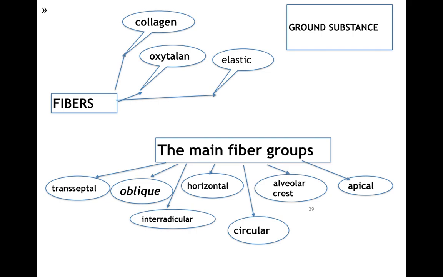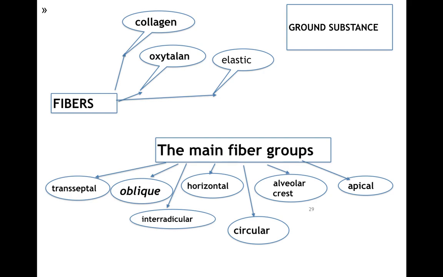About fibers, there are three types of fibers: collagen, oxytalan, and elastic fibers. If you remember, pulp also is connective tissue, but pulp doesn't have elastic fibers. In pulp, there are just collagen fibers, but in periodontal ligament, there are collagen fibers, oxytalan fibers, and elastic fibers.